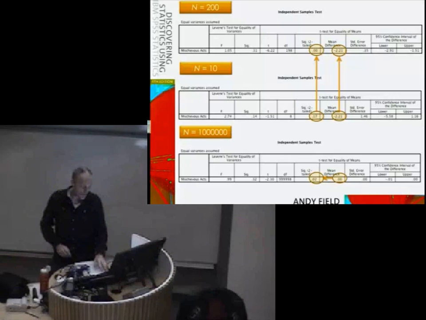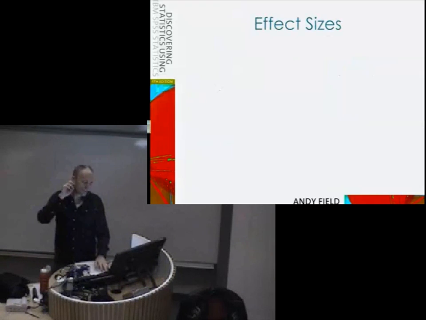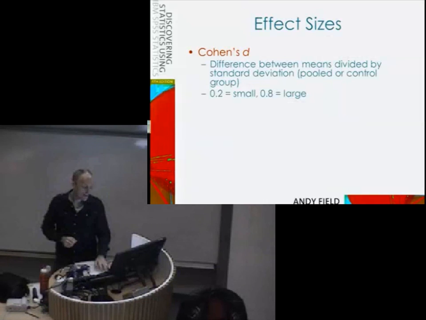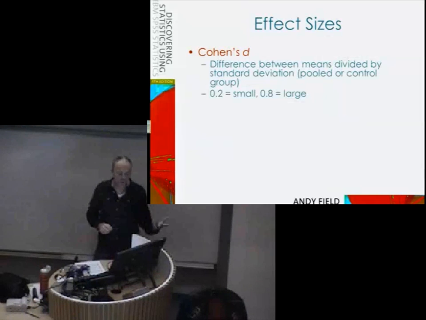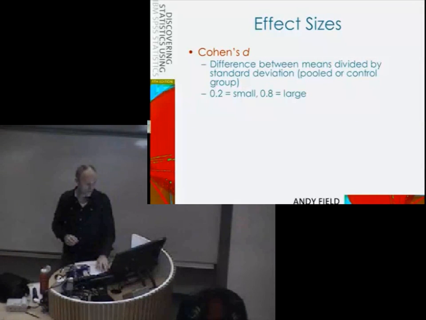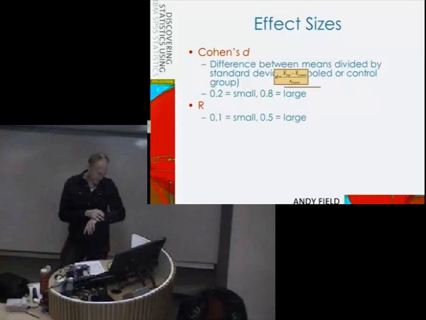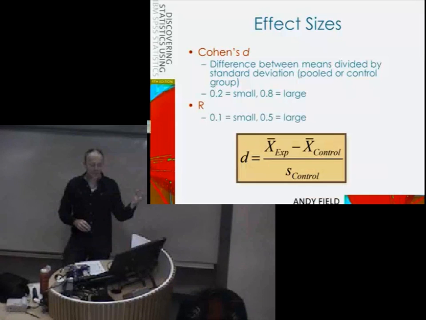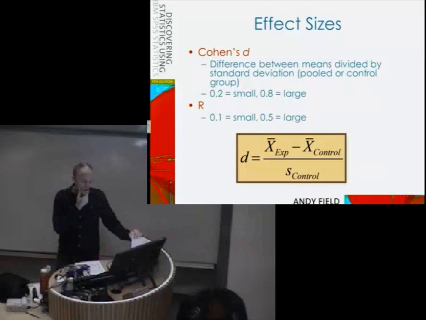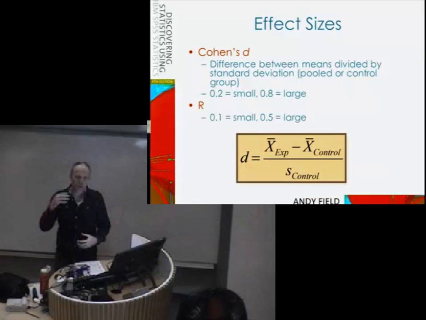So sometimes it can be useful, rather than rely on significance testing, to use something called an effect size. The effect size I want to tell you about is Cohen's d, because it's very straightforward. But when we talk about regression, we'll also talk about r. An effect size is just a way of expressing an effect in a standardized way. In the case of looking at differences between groups, it quite literally is the difference between the mean of the experimental group and the mean of the control group, divided by the standard deviation of the control group. So it's experimental minus control over the standard deviation of the control group.